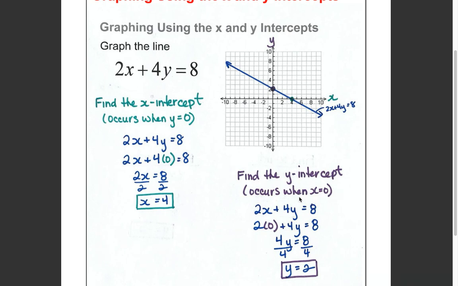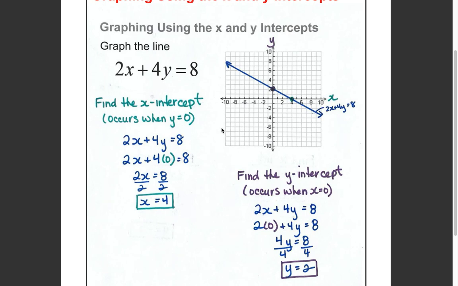So when the x value is equal to 0, the y value of my point is going to be equal to 2. So I'm going to plot that point (0, 2) on my grid. And now I have 2 points. I have my x-intercept, I have my y-intercept, and I'm going to draw a line through those 2 points that is going to represent my line 2x plus 4y equals 8.